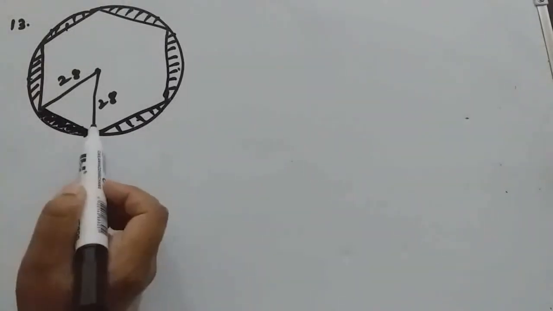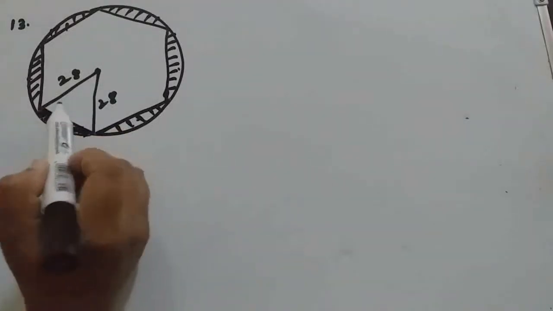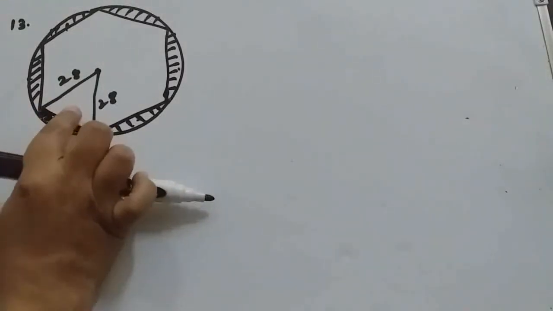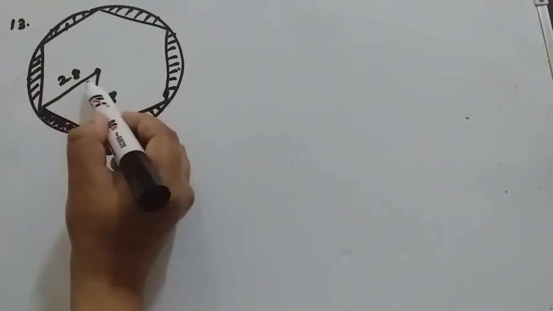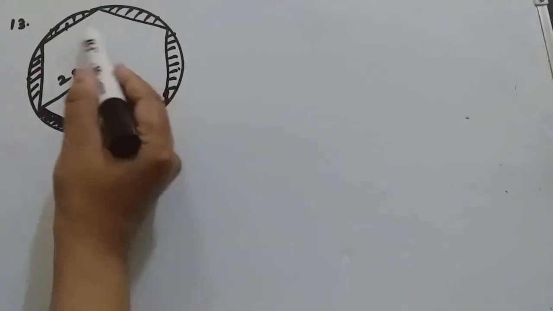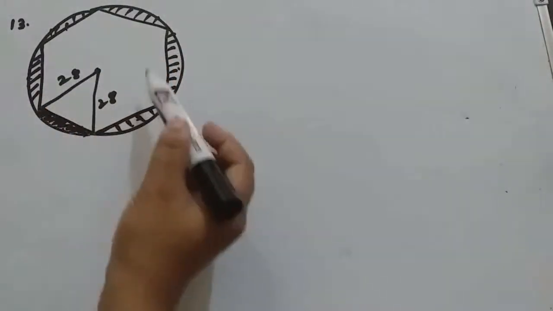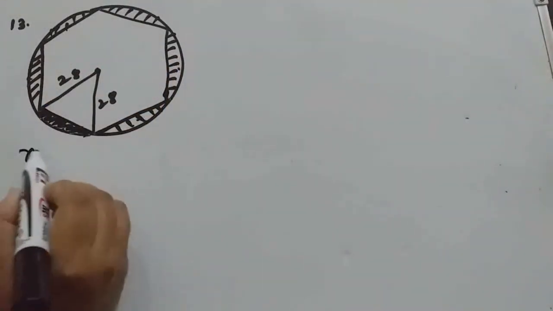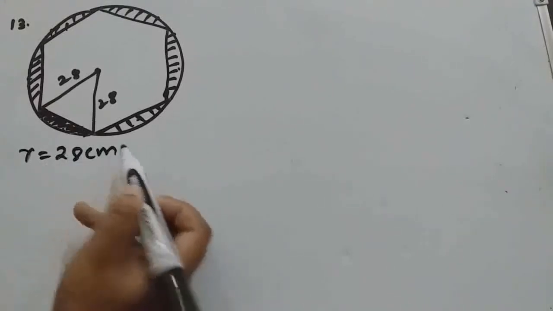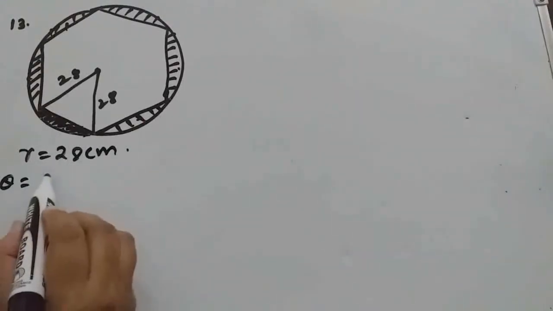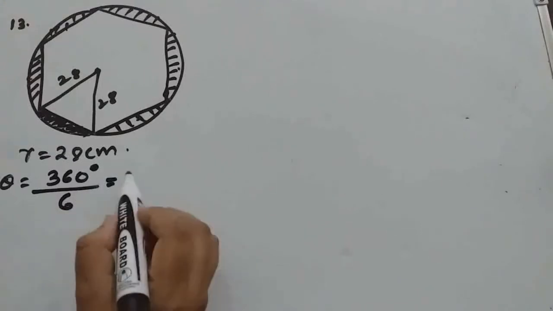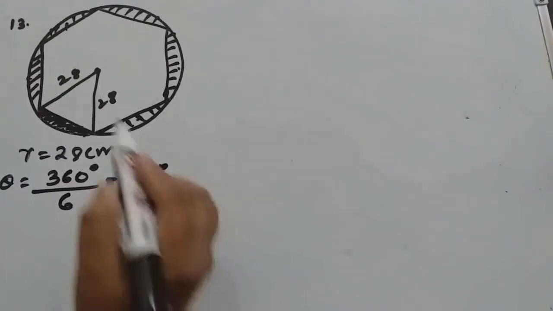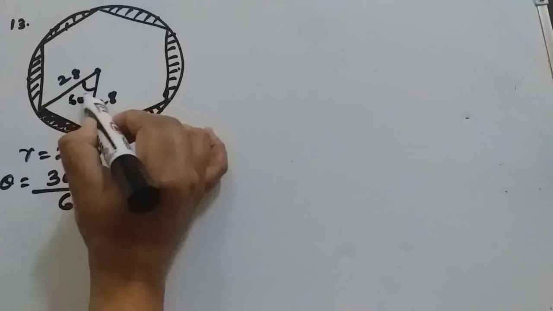So how we can find? By subtracting area of triangle from area of the sector. Okay, now this angle is not given, but it is given that the complete circle is divided into 6 parts. So r we can take as 28 centimeter and theta we can write, since 360 degree angle is divided into 6 equal parts. So 360 by 6 means 60 degree.